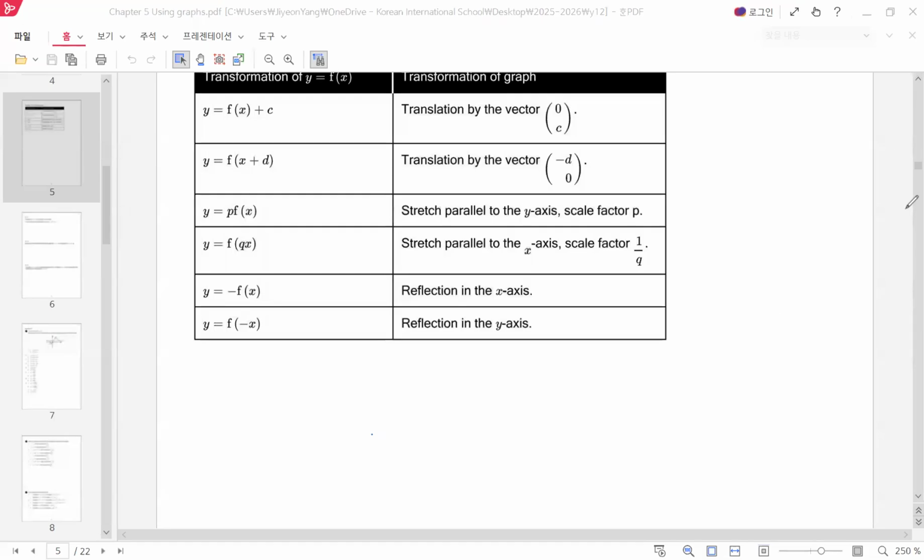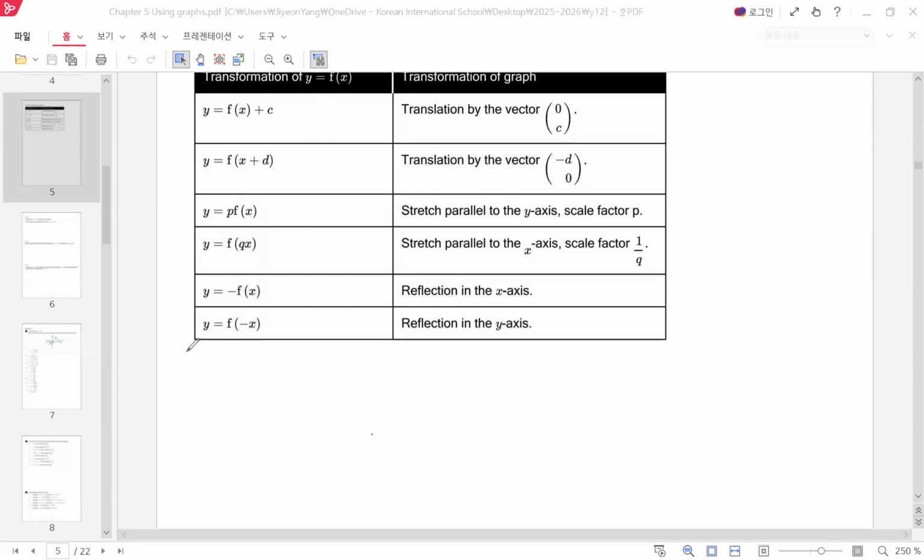Okay, good morning, students. Since a lot of you are still confused on how to find the equation after certain transformation, I am trying to explain it again, okay? So I'm not sure whether this method is easier for you or more difficult, but I am going to try to explain in this way.